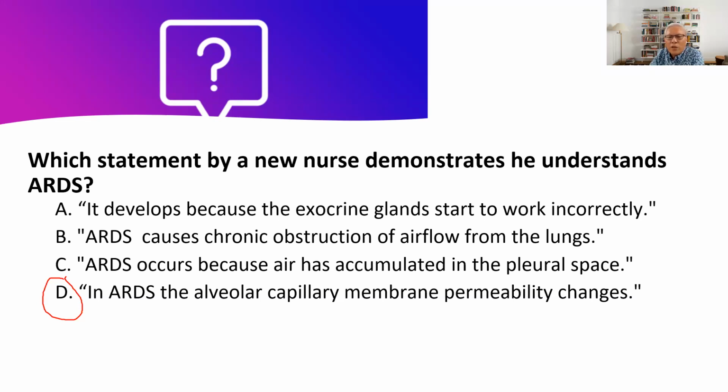All right, so letter B describes COPD. This is not ARDS. Obstruction, meaning to say this is going to be COPD. And that's the reason why that is not the correct answer. And then, of course, letter C refers to pneumothorax. And obviously, then the correct answer is letter D.